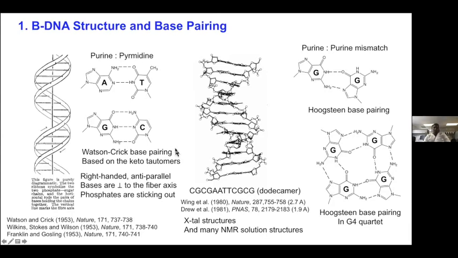But that being said, there are many instances where the base pairing deviates from canonical Watson and Crick base pairing. One example is the naturally occurring GG base pairing, called Hoogsteen base pairing, which is generally seen in the G4 quartet, as shown on the lower right here. You get base pairing between four Gs in the DNA, and you get this plane of a G-quartet. We call it G quadruplex.